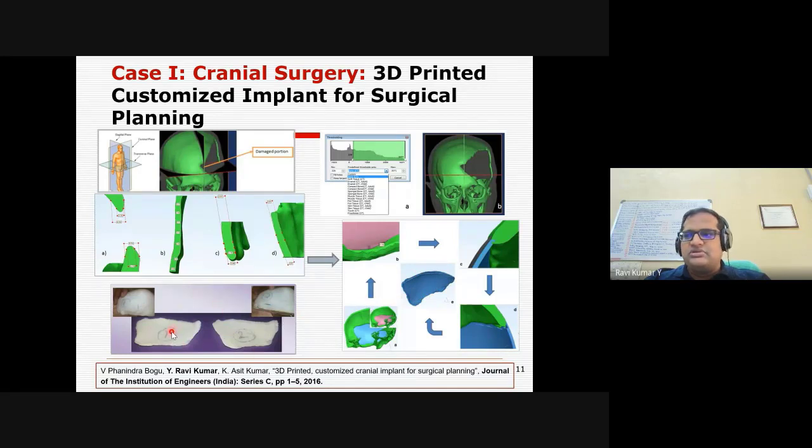Then we tried several times to check that the fitment is proper, this implant versus the native skull of the patient. The native skull of the patient, which we had reconstructed, has been printed separately, and this implant has been printed separately and tested for the fitment. And this we have published in one of the journals.